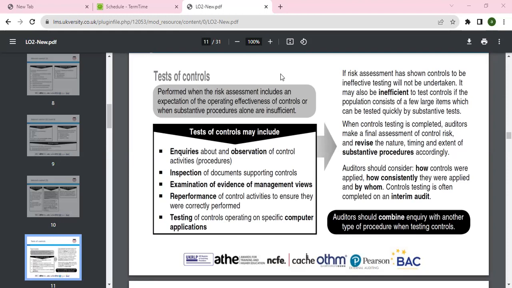If the population consists of a few large items, it can be tested quickly with a substantive test. Yes, with a few big transactions we can do it quickly, but we can also pick the small transactions.